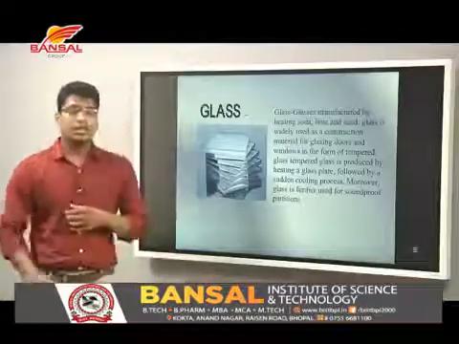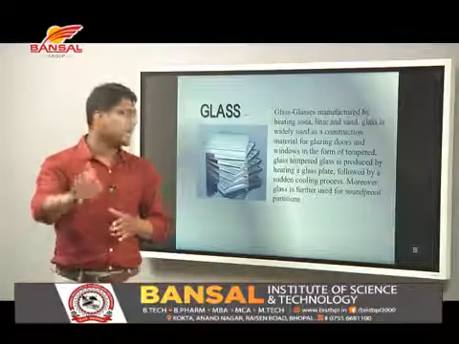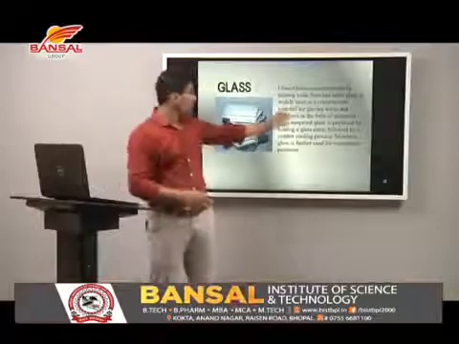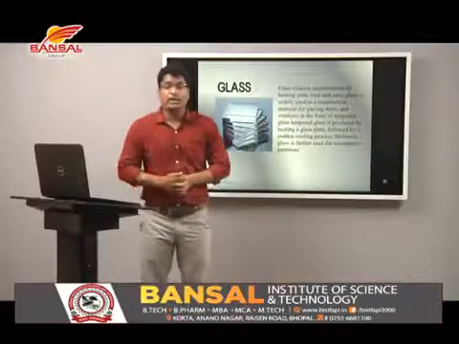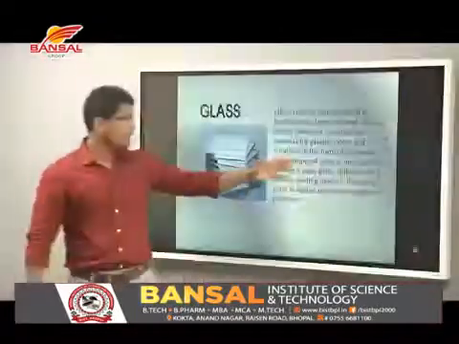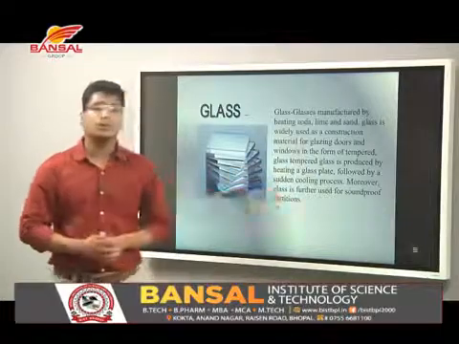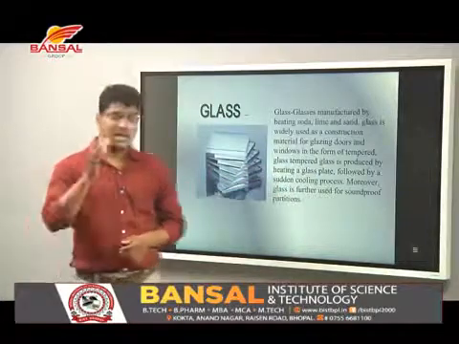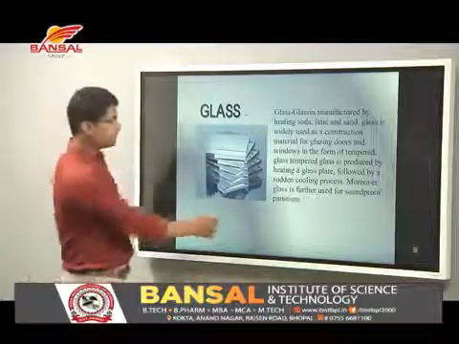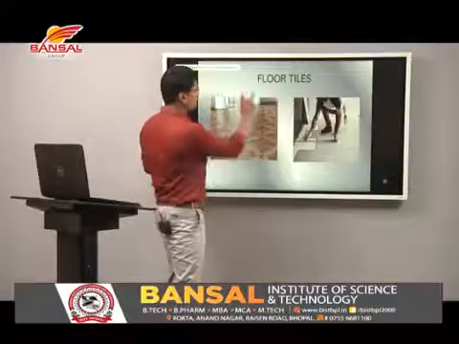Glass. Glass is manufactured by heating soda, lime and sand. Glass is widely used as a construction material for glazing doors and windows with the help of tempered glass. Tempered glass is produced by heating a glass plate followed by a sudden cooling process. Moreover, glass is further used for soundproofing materials. Here are some pictures of roof tiles, floor tiles.